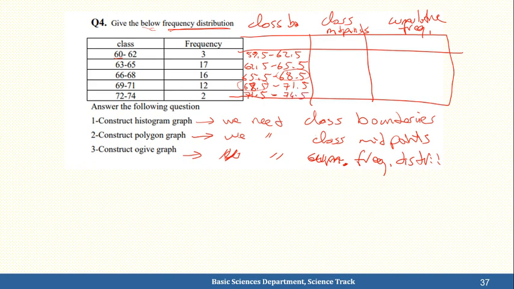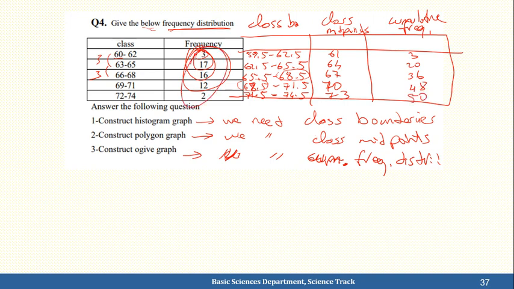The class midpoints, you add them, divide by 2, and it's 61, and here 64. The midpoints go up with the class width, so you can add 3 each time. And when it comes to cumulative frequency, you can add them like 3 first, and then 20, and then 36, and then 48. You add 12, and then at the end you get 50.